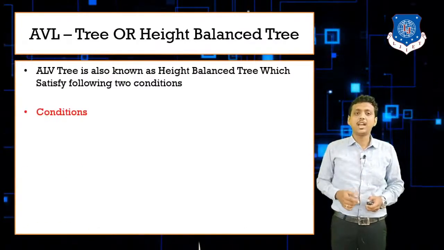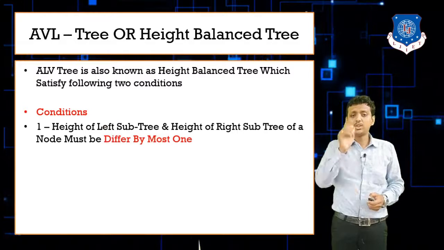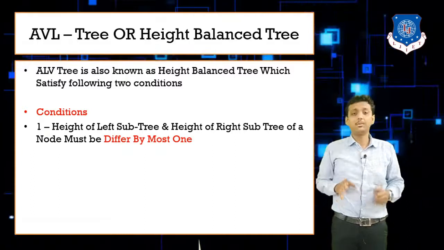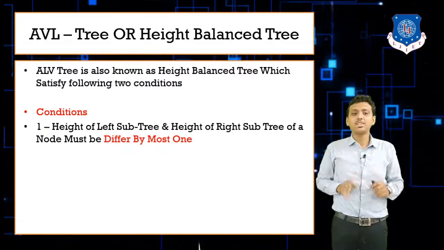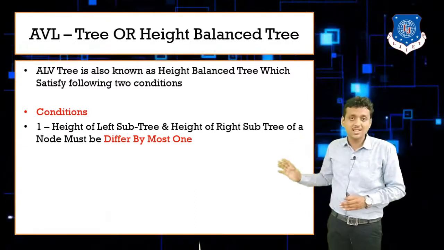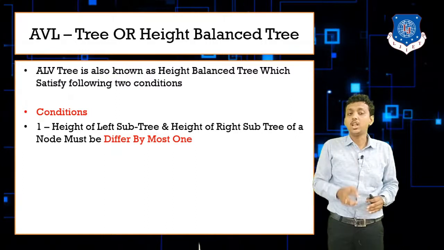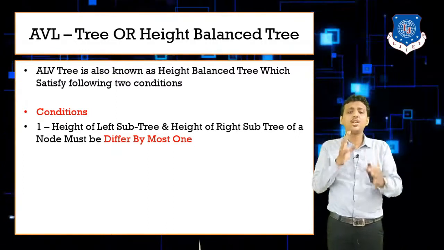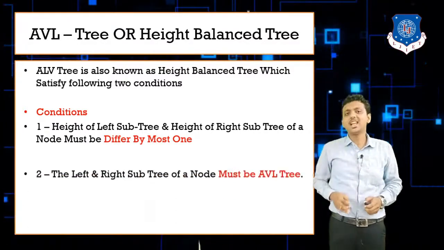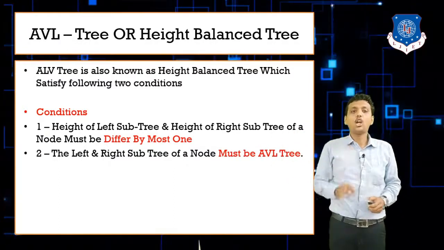Condition number 1: the difference between the height of the left subtree and the height of the right subtree should not be greater than 1. Again, I am repeating, students: for a particular node, the difference of height between the left subtree (LST) and the right subtree (RST) should not be greater than 1.